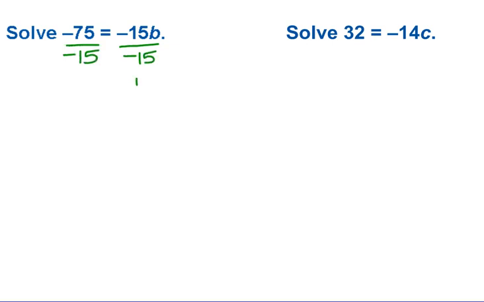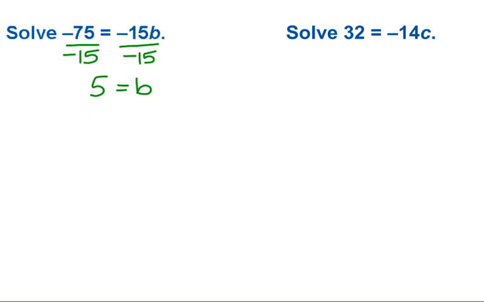You'll see that our b ends up on the right side. That's completely acceptable. That's fine. It doesn't matter as long as it's solved for that specific single variable. It doesn't matter what side it's on. Negative 75 divided by negative 15 is going to give you a positive 5.